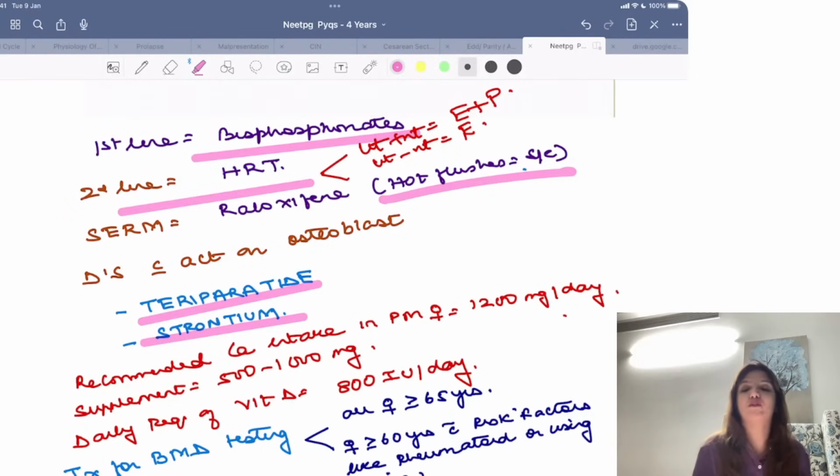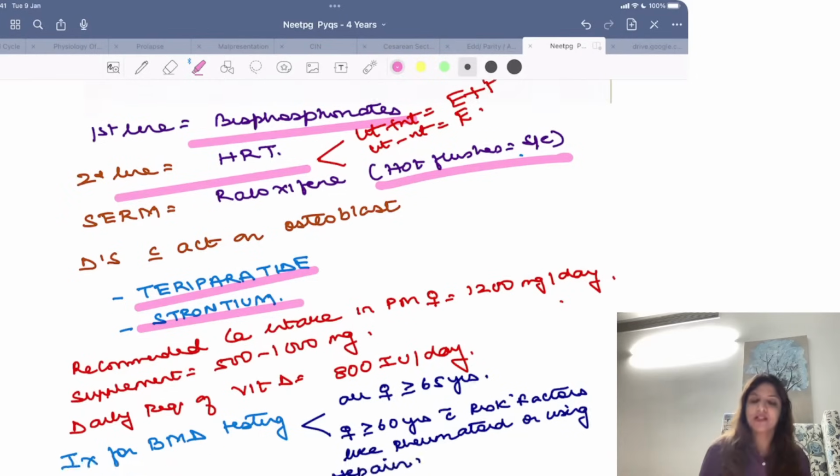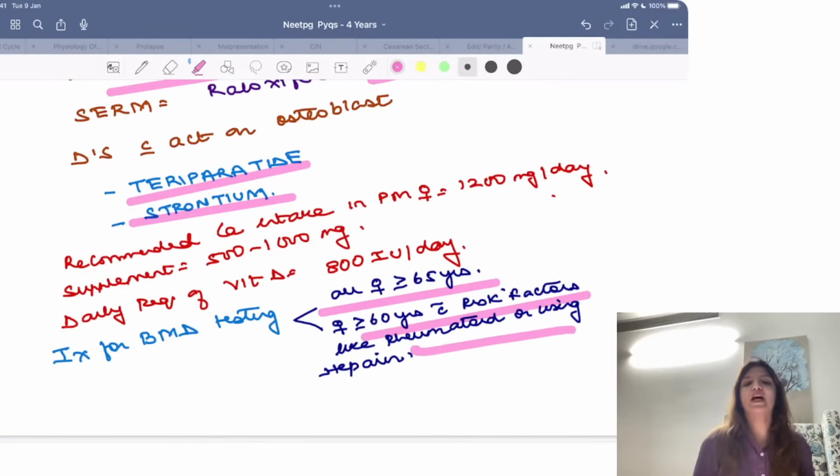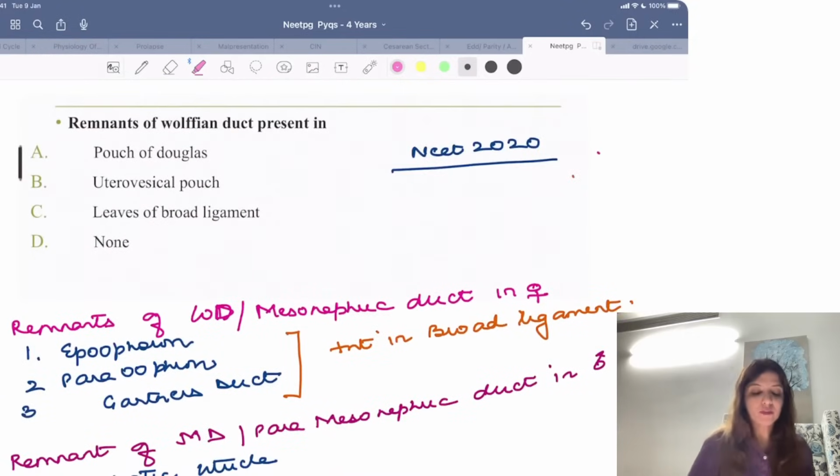You are going to measure the bone mineral density. And what is the indication for doing bone mineral density? In all females who are more than or equal to 65 years of age, you have to do a DEXA scan to measure the bone mineral density. Or if the female is more than or equal to 60 years and she has risk factors like rheumatoid arthritis or she is using heparin, then from 60 years onwards you have to do a DEXA scan or measure the bone mineral density.